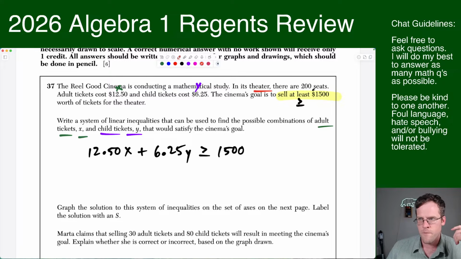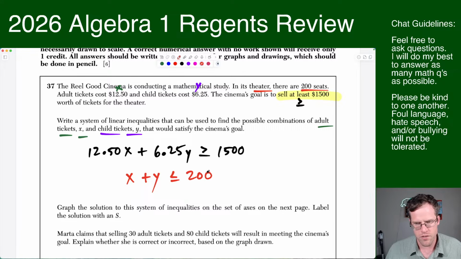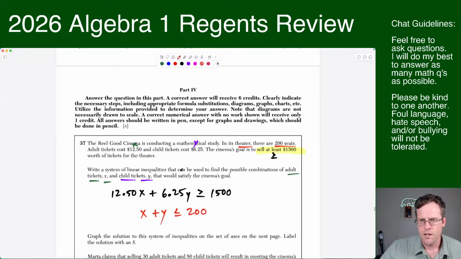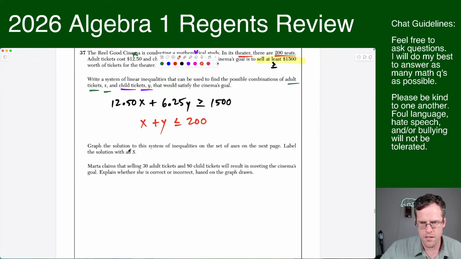And they said in the theater, there are 200 seats. Well, there's x seats for the adults and there's y seats for the kids, but the cap is 200. So the number of seats that we could fill, we can't go past 200. So less than or equal to 200. Okay, so this gets things started. And then what we have to do with this on the next page is graph. We have to graph the solution to the system of inequalities and label the solution with an S.